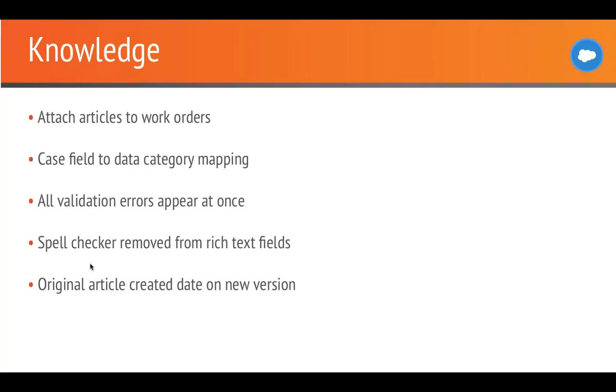Spell checker has been removed from rich text area fields. And finally, when you create a new version of an article, you can see the created date of the original article, so you know how long that particular article has been around in the system.